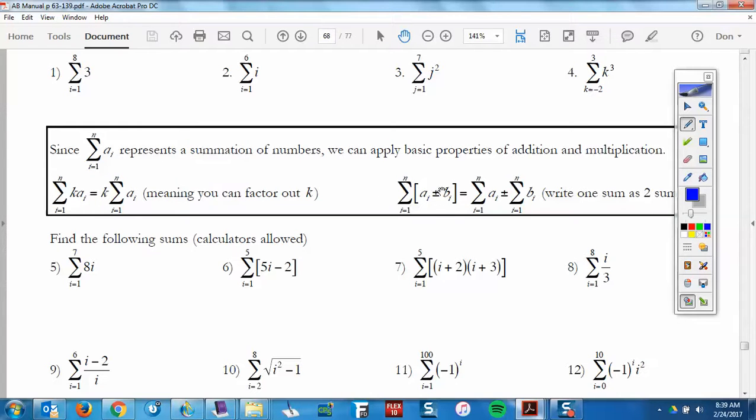Okay? And if you've got a formula with plus or minus inside of a sigma, you can split it up into separate sigmas. Yeah, I mean, you can write those down or not, I don't care, whatever.